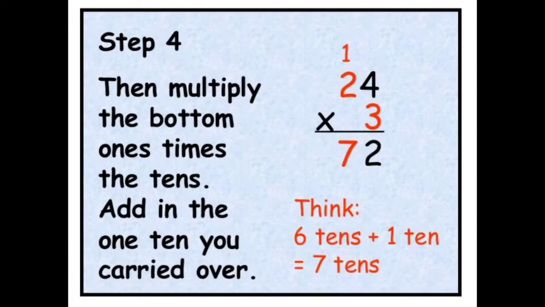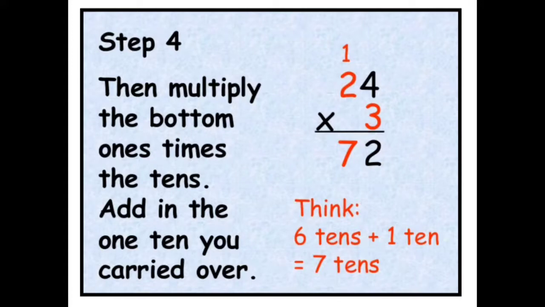Now the fourth step: multiply the bottom ones with the tens. Bottom ones, which number? 3, and here it is given 2. So 3 2s are 6. 6 plus 1, 7.